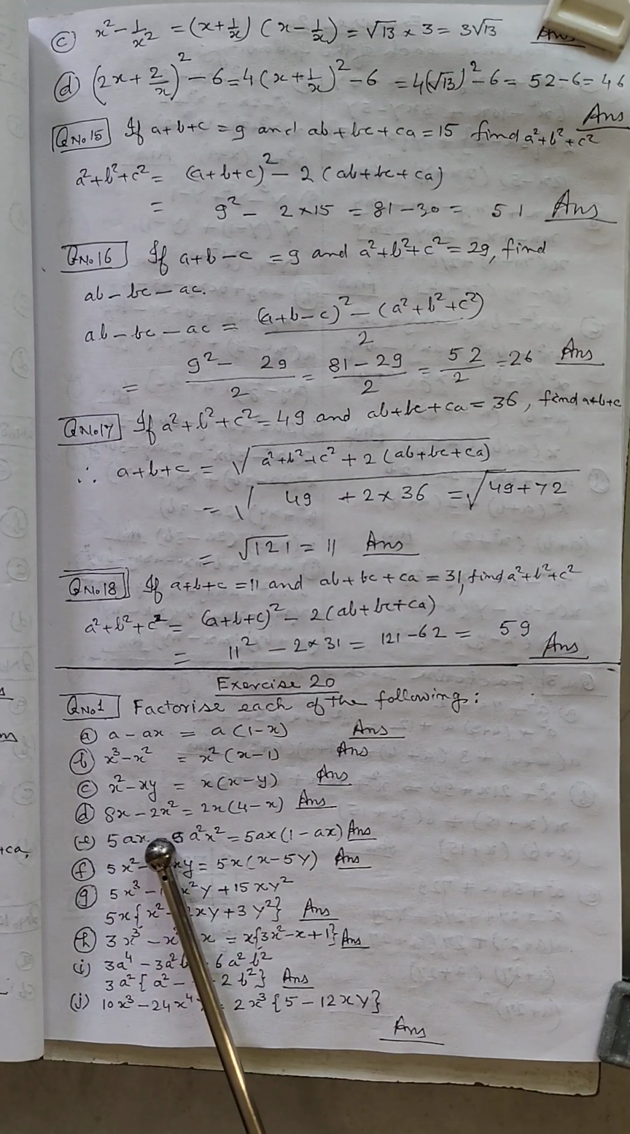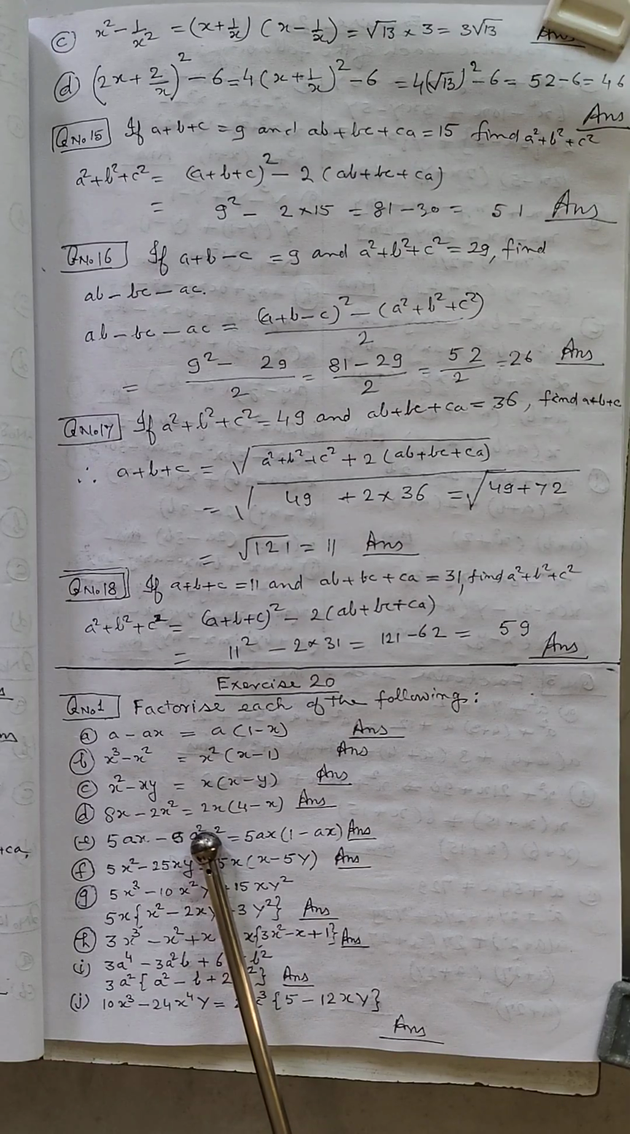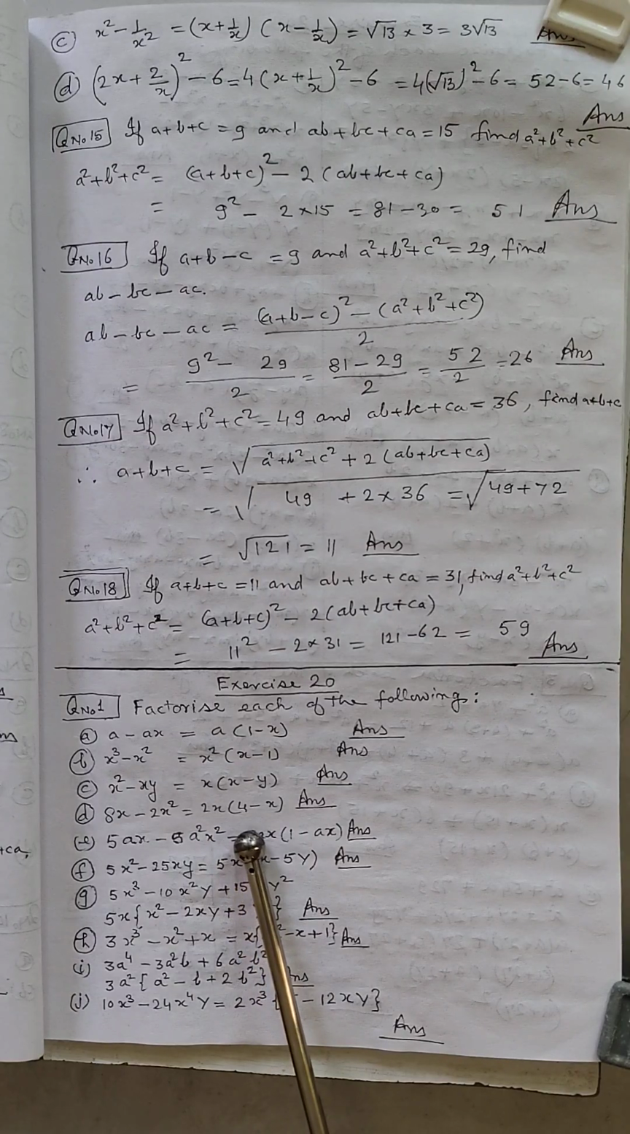Now come to the d part, 8x minus 2x square. So from these two terms we can take 2x outside of the bracket because 2x is common from these two terms. Inside the bracket we will get 4 minus x, and this will be the required answer.